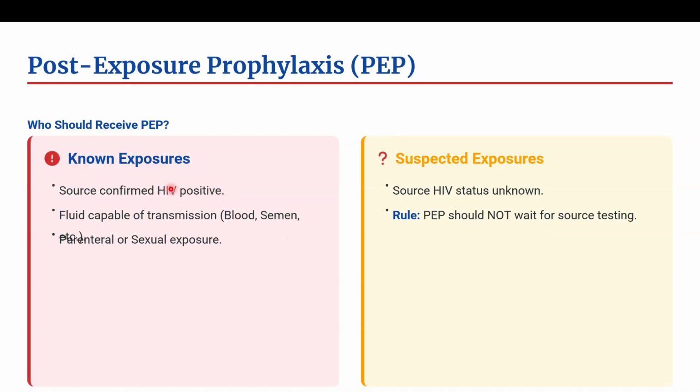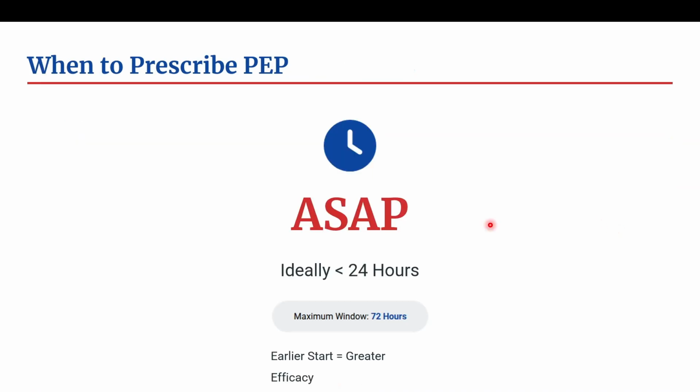Post-exposure prophylaxis. Who should receive it? Those with known exposure to a source confirmed HIV positive, with a fluid capable of transmission, that is blood, semen, or sexual exposure to these kinds of patients. If the source HIV status is unknown, post-exposure prophylaxis should still not wait for source testing. It needs to be given as early as possible, as soon as the exposure is identified, ideally within 24 hours. The maximum window is 72 hours. The earlier the start, the greater the efficacy.